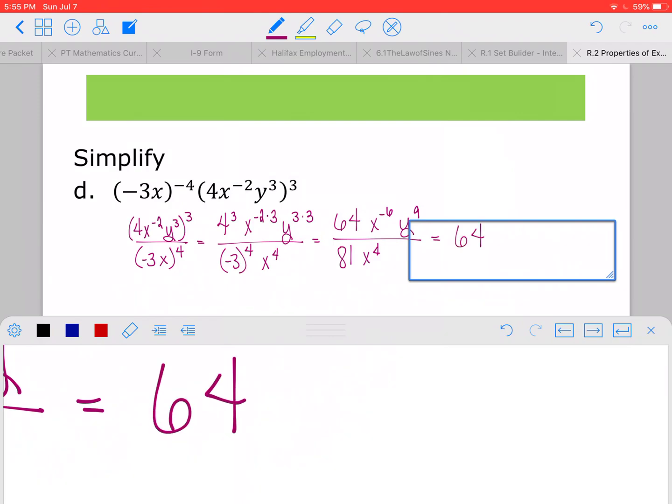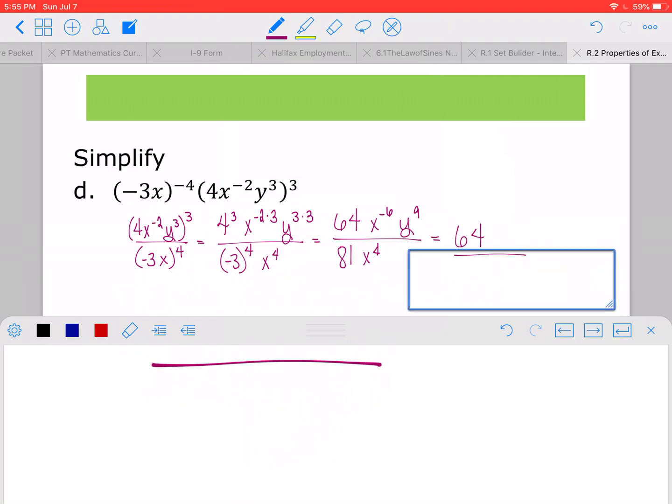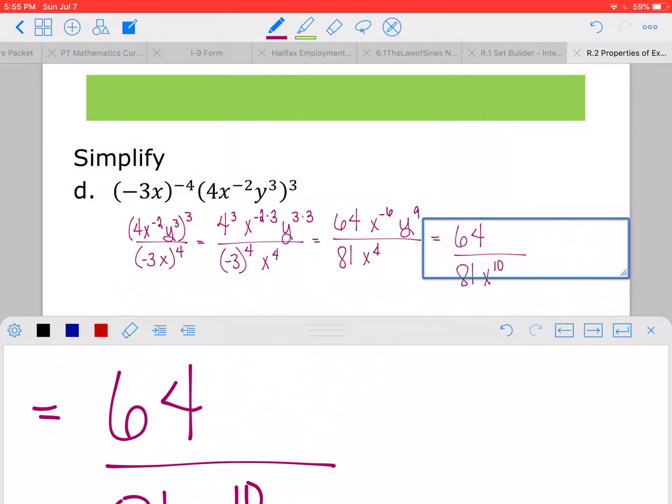64 on top and 81 on the bottom. Our x to the negative 6, that's going to go to the bottom. And so now we have an x to the 4th and an x to the 6th on the bottom. And we'll go ahead and add those. We end up with x to the 10th. And then on the top we have y to the 9th. And that's as simple as it'll go.